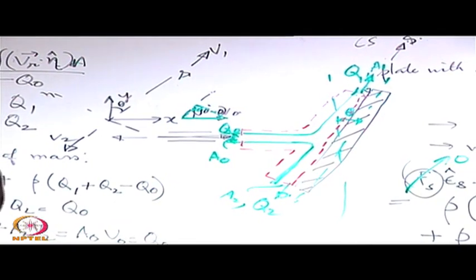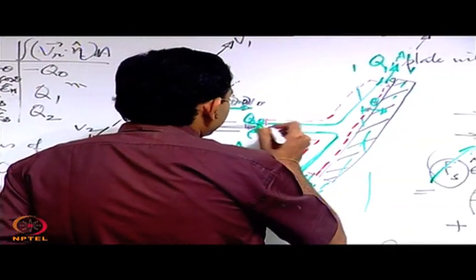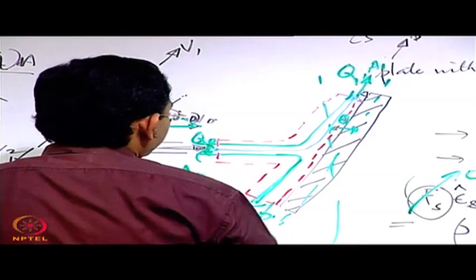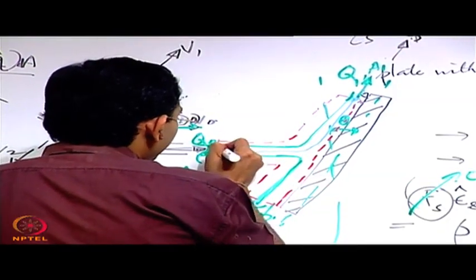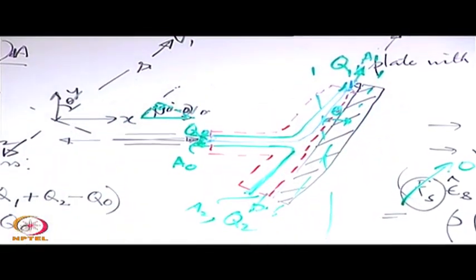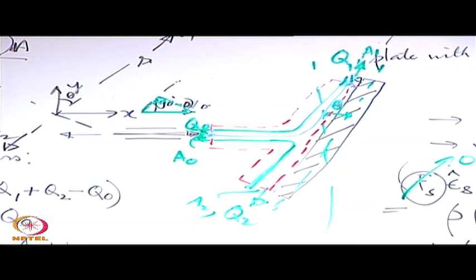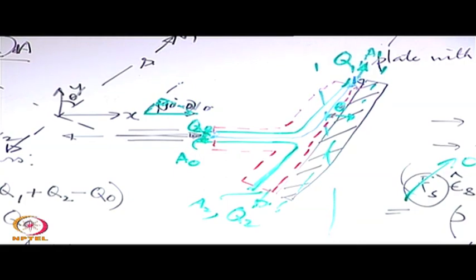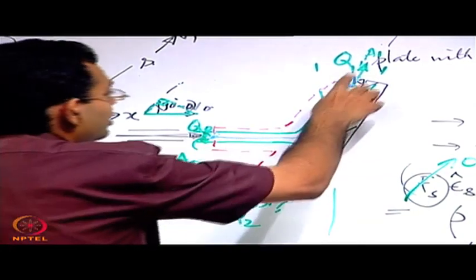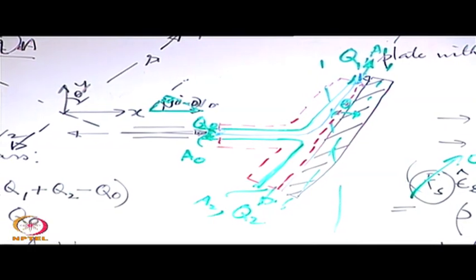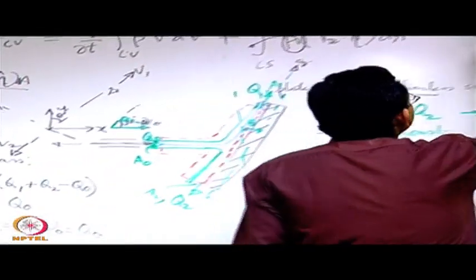Let us consider a streamline that goes from section 0 to section 1. Because it is a uniform velocity, if you take a point 0 here and a point 1 here, these are representatives of the velocities for the entire section 0 and entire section 1, because it is a uniform velocity at each section that we have assumed. Now if you apply Bernoulli's equation between any 2 points on the streamline, let us try to apply that and see what new information we get.